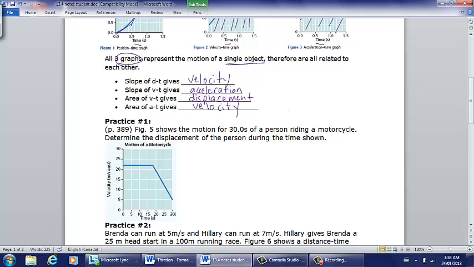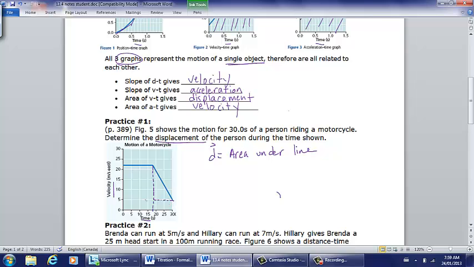Figure 5, this figure here, shows the motion for 30 seconds of a person riding a motorcycle. And this question wants us to determine the displacement of the person during the time shown. And this is a velocity time graph. So we know that displacement is going to equal the area under graph, or area under line. But if we look at this, it's not going to be a nice area. We can make a rectangle here, but then we also have this triangle to deal with, and another rectangle here.